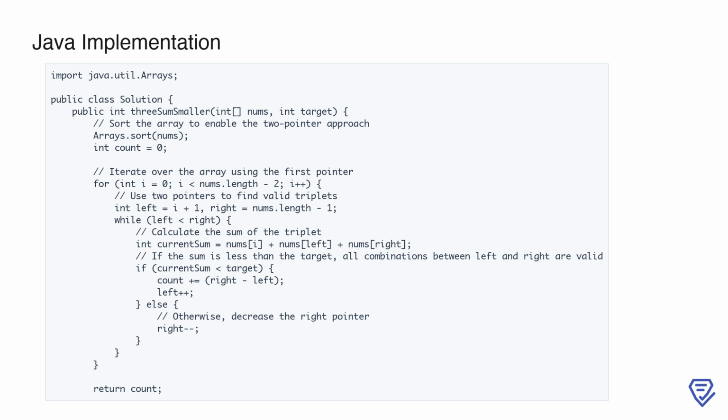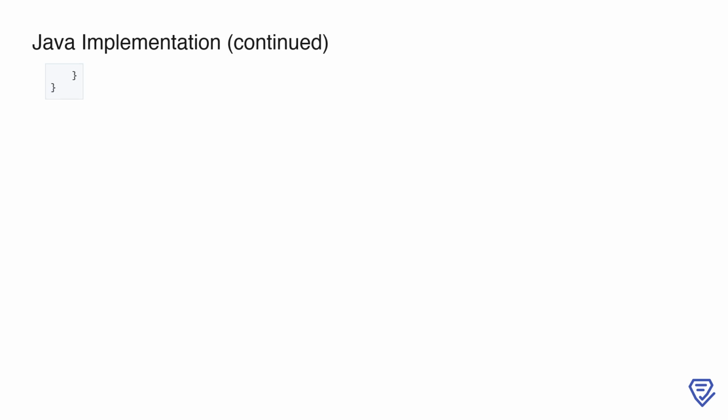If this sum is less than the target, it means all combinations between the left and right indices are valid, so we increment count by the difference, right - left, and move the left pointer forward to check the next potential triplet. If the sum is not less than the target, we decrement the right pointer to reduce the sum and continue searching for valid triplets. Finally, after the for loop completes, the method returns the total count of valid triplets that satisfy the condition. This marks the end of our implementation.